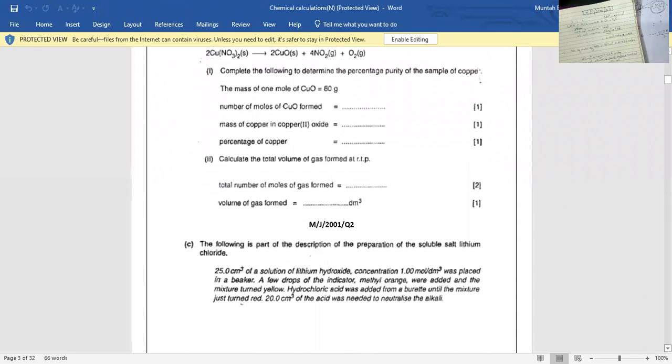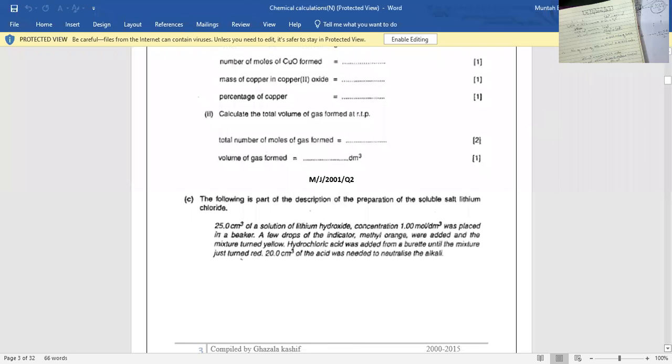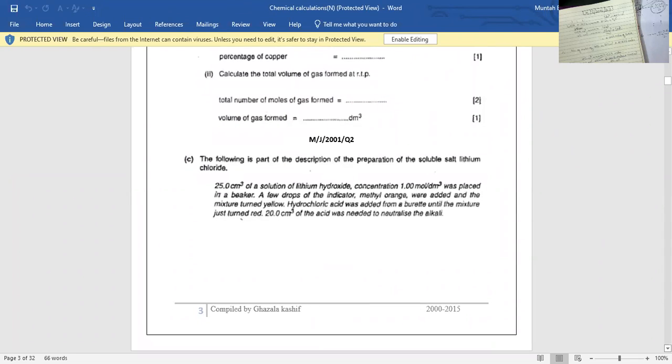The following is part of the description of the preparation of the soluble salt lithium chloride. 25 cm cube of a solution of lithium hydroxide of a given concentration was placed in a beaker. My question for you guys, do questions like these terrify you? When you read all these stories, you know, 25 cm cube of a solution of lithium hydroxide was placed in a beaker.